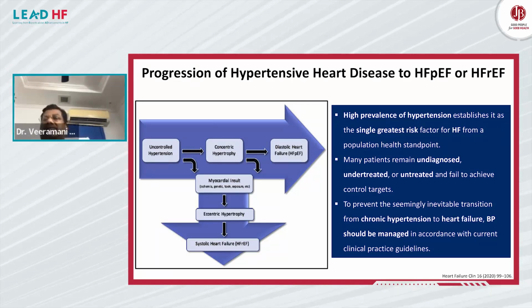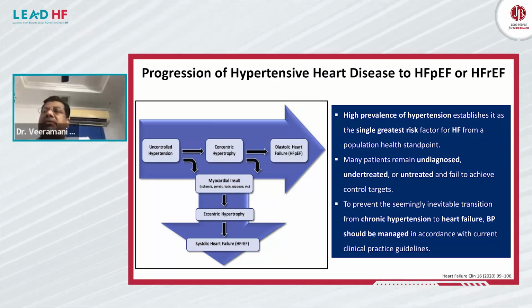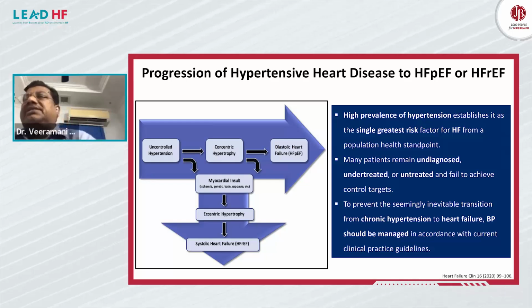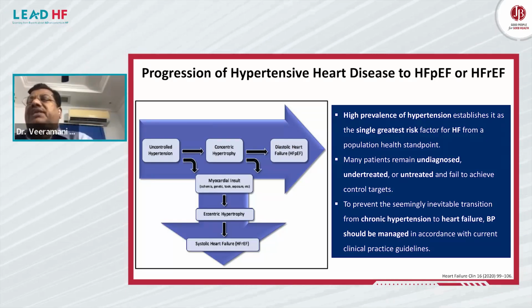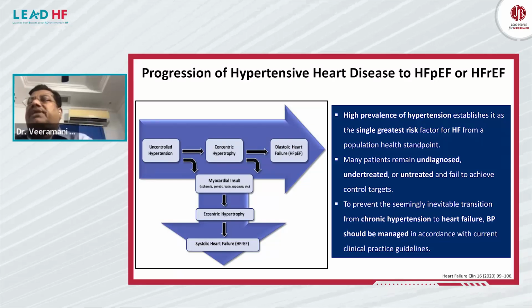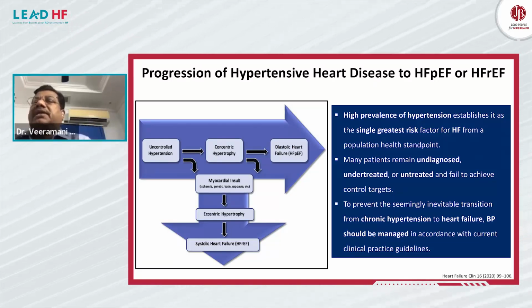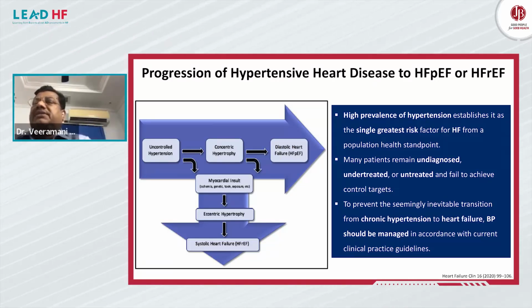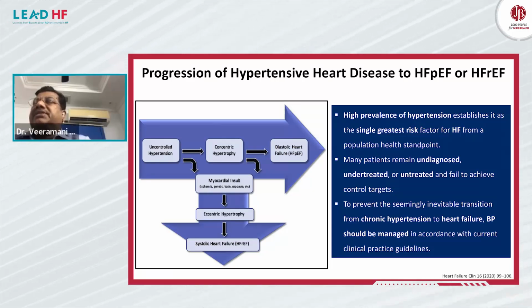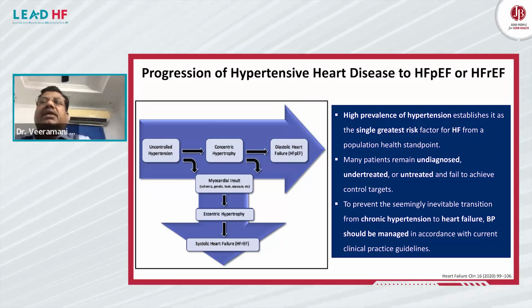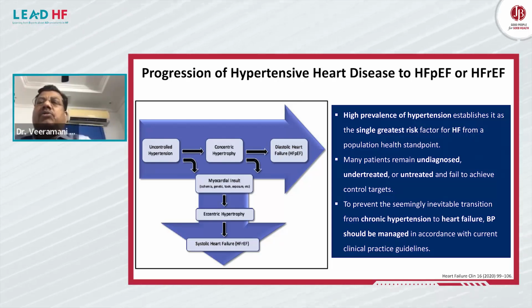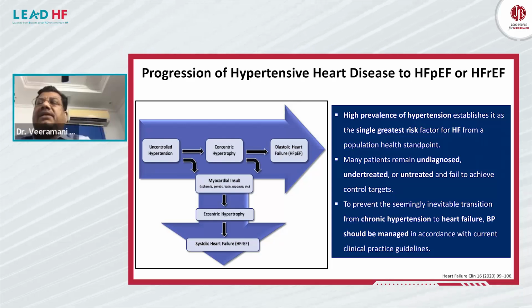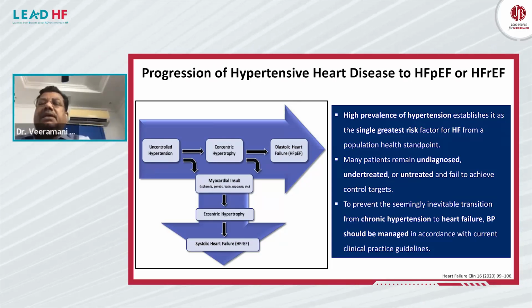So, in a patient with hypertension, they can go on to hypertensive heart disease, to heart failure with preserved ejection fraction or heart failure with reduced ejection fraction. What are all the cases in which preserved ejection fraction will result, and in which reduced ejection fraction will result? We can see in the flow chart. Uncontrolled hypertension will lead on to concentric hypertrophy, which leads on to diastolic heart failure. That is heart failure with preserved ejection fraction.